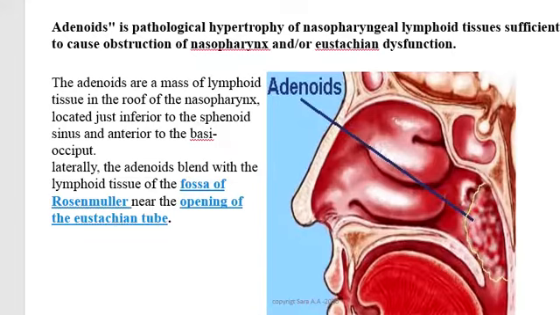Okay, a little bit about the adenoid tissue. Adenoid is such a popular problem. It's so common in children. It is the pathological hypertrophy of nasopharyngeal lymphoid tissue sufficient to cause obstruction of the nasopharynx or eustachian tube dysfunction. The adenoids are a mass of lymphoid tissue in the roof of the nasopharynx, located just inferior to the sphenoid sinus and anterior to the basis of the septum. Laterally, the adenoids blend with the lymphoid tissue in the fossa of Rosenmuller near the opening of the eustachian tube.